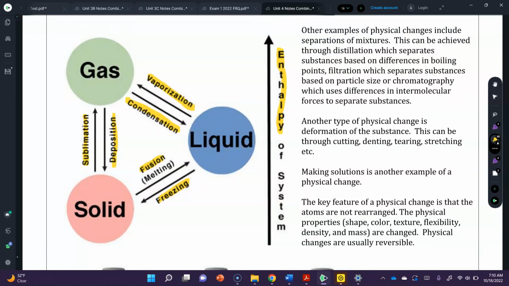This can be achieved through distillation, which separates substances based on differences in boiling points, filtration, which separates substances based off of particle size, or chromatography, which uses differences in intermolecular forces to separate substances. Other types of physical change are deformation of the substance. This can be through cutting, denting, tearing, stretching, and so forth. Making solutions is another type. So we have deformation, we have making solutions.